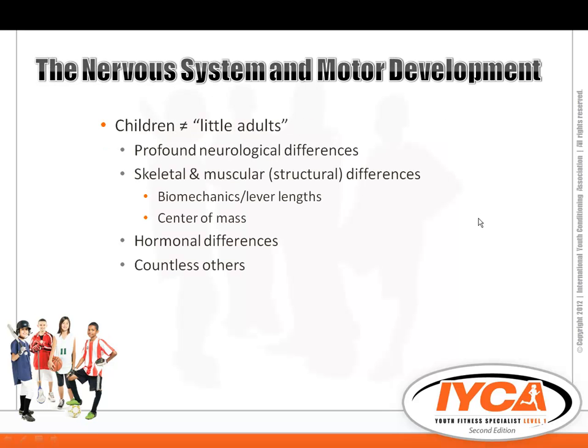All right, so like we said, children are not just little adults. There are significant differences that basically should influence the way we train these young athletes. Neurologically, they are vastly different. Skeletally and muscularly, they are different as well. So that leads to structural differences. Consider, for instance, just how significant the lever lengths are in a young athlete who's 4'2", and how as that athlete grows to a height of 6 foot plus, just how very much those biomechanics change.